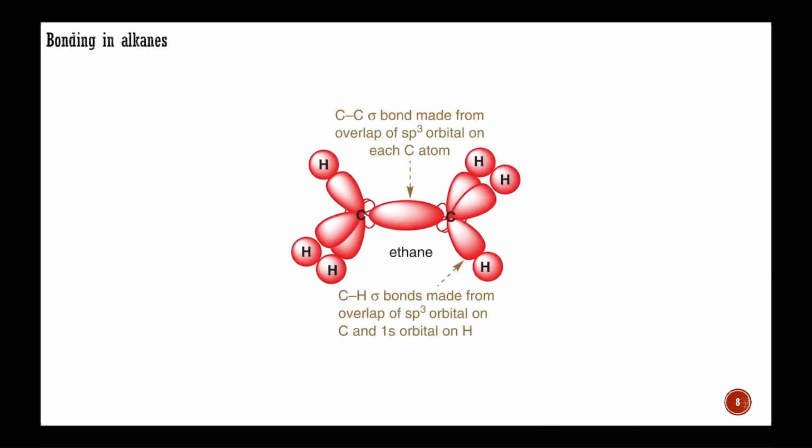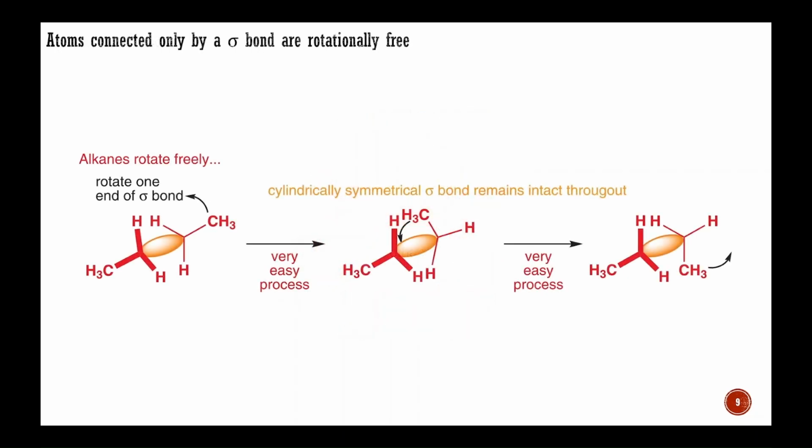In alkanes, all carbon atoms are sp3 hybridized, and bonding occurs exclusively through sigma bonds formed by the frontal overlap of sp3 hybrid orbitals, as demonstrated here for the molecule of ethane. Sigma bonds have cylindrical symmetry, meaning that rotation around a sigma bond does not break it.